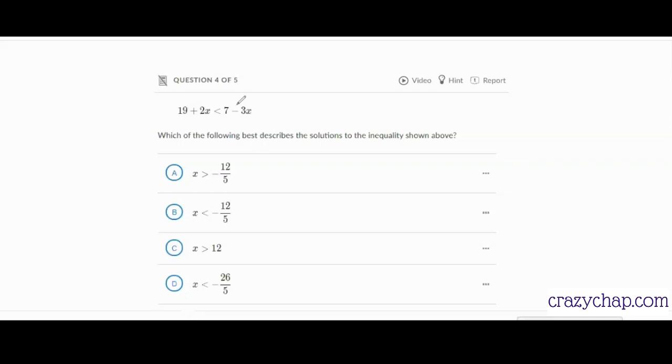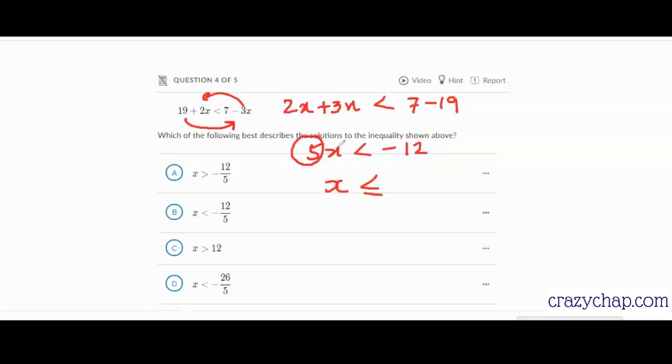Solving question number 4. Again an inequality. Minus 3x will come this side and 19 will go to the other side. So we get 2x plus 3x is less than 7 minus 19. So we get 5x is less than negative 12, and x is less than, this 5 will go to the other side in division. So it is negative 12 over 5. Remember, 5 is not a negative number. So the inequality sign did not change. So the value of x is less than negative 12 over 5. Option B has to be the correct answer.